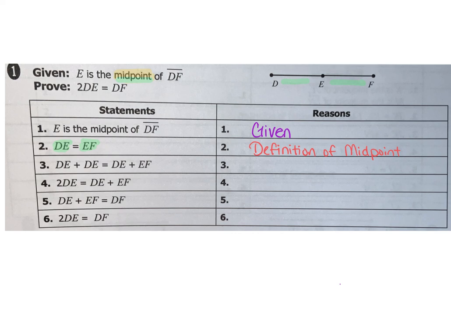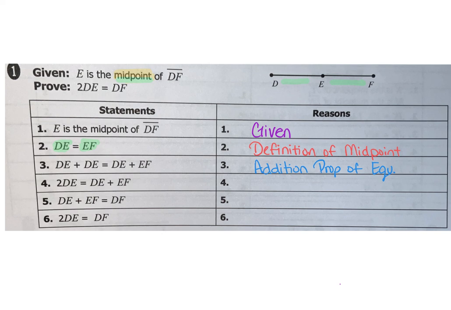What property actually tells you that you can add the same thing to both sides of an equation? The addition property of equality. That's why they can actually do it. The reason they chose that one is because of what they're trying to prove. So the addition property of equality tells you they can do that.